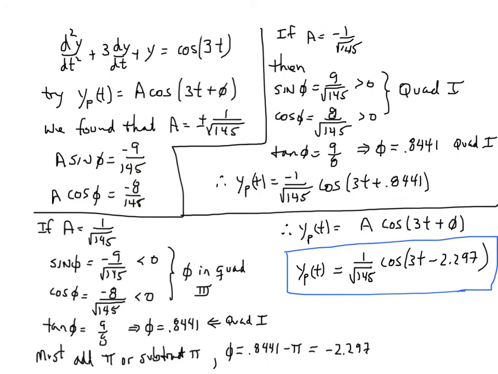In my second case here, my particular solution, same as in Part A, looks like this. So if I use a negative amplitude, this is my phase shift. Positive amplitude, this is my phase shift. This is what I recommend, but they're both correct, whatever you like.